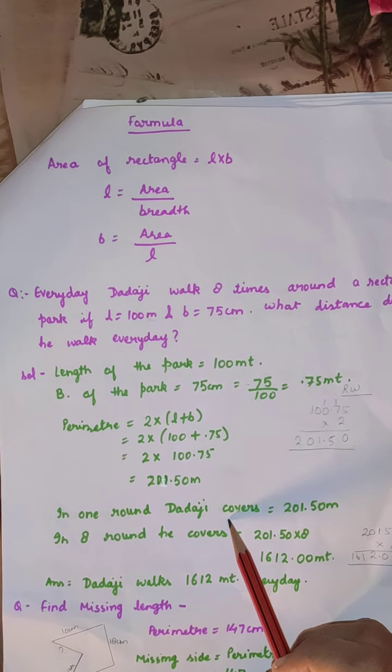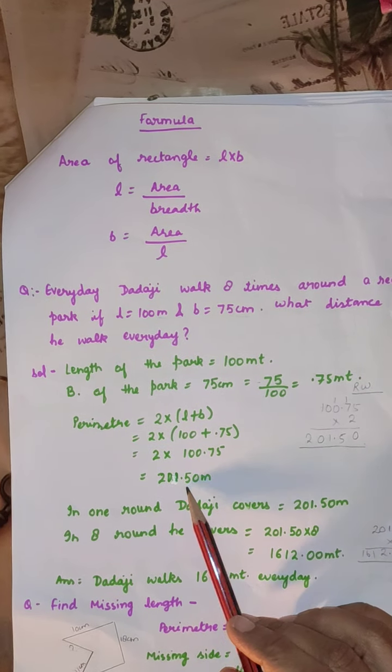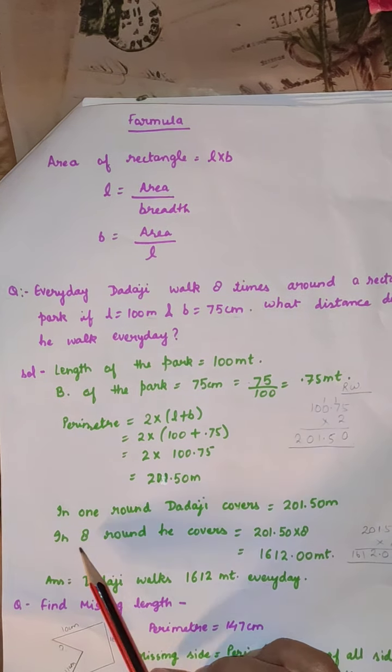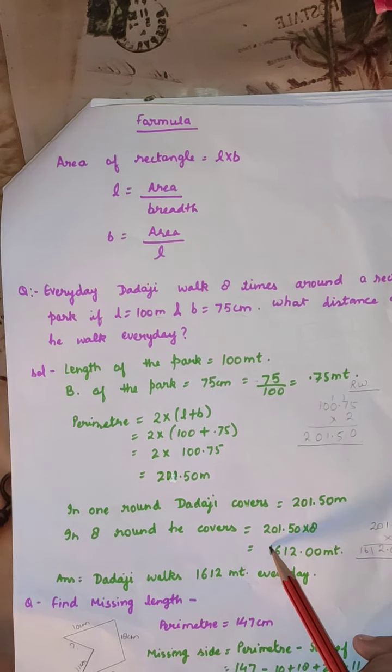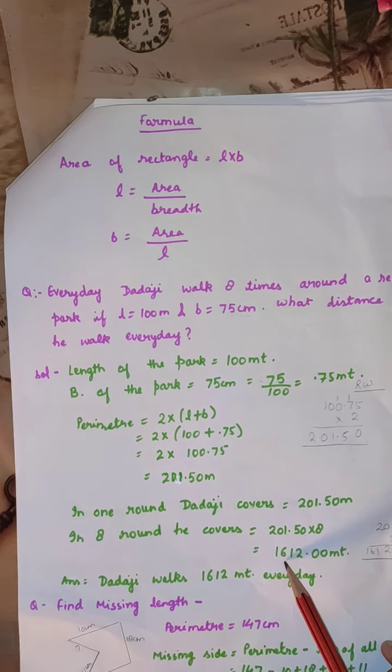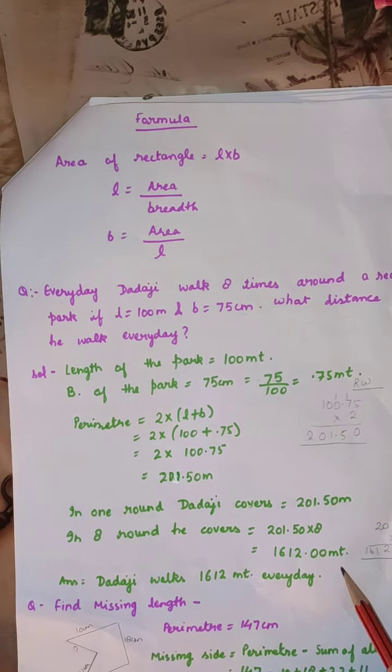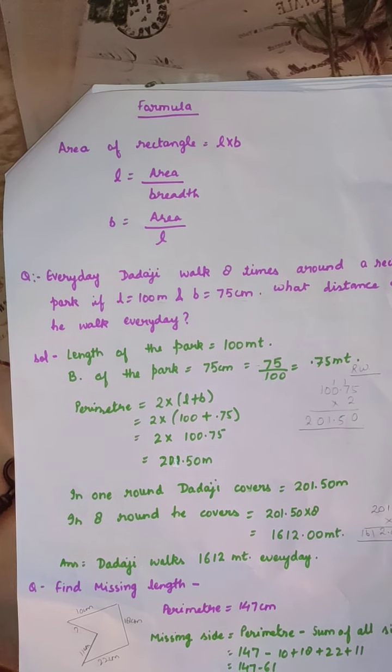Now in one round Dadaji covers 201.50 meter. In 8 rounds Dadaji covers, it will be multiplied by 8. 201.50 multiplied by 8 is 1612 meter. Now this is the answer.